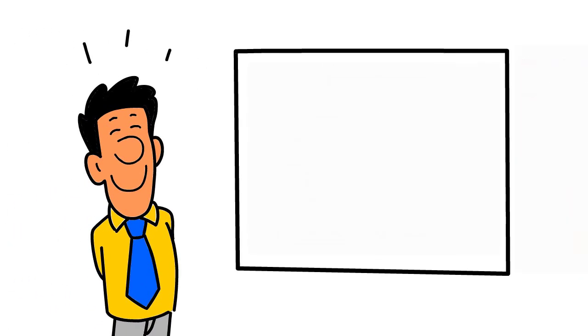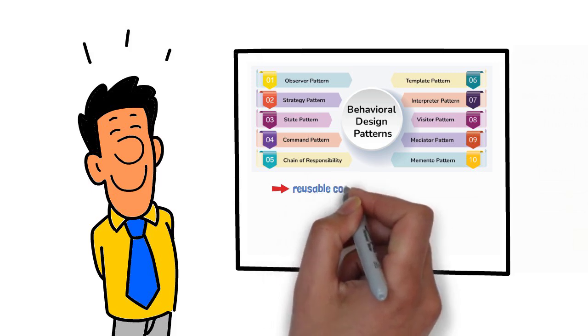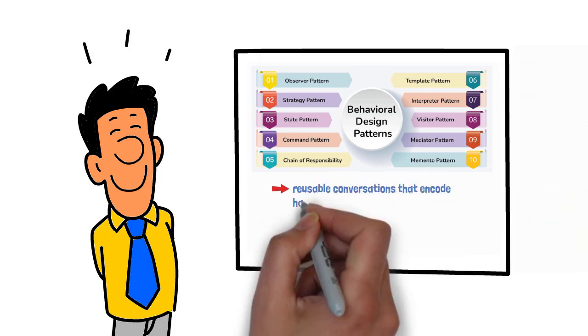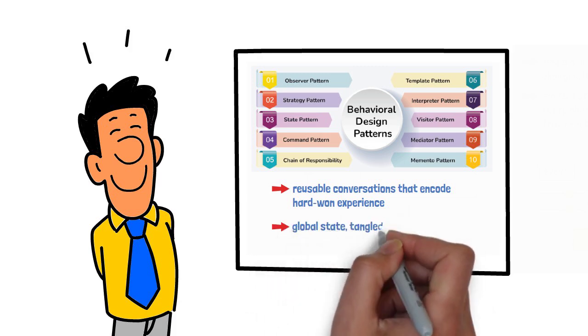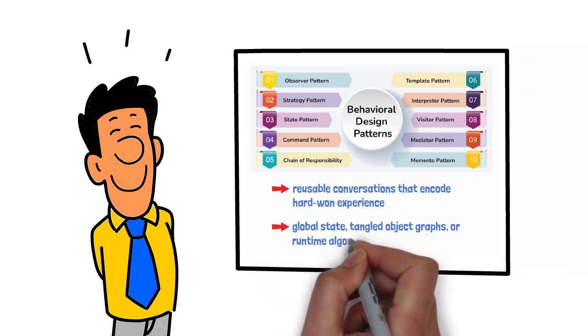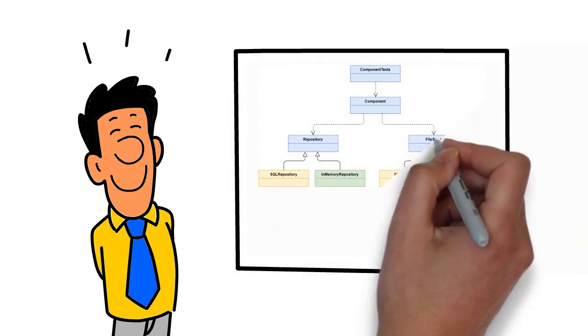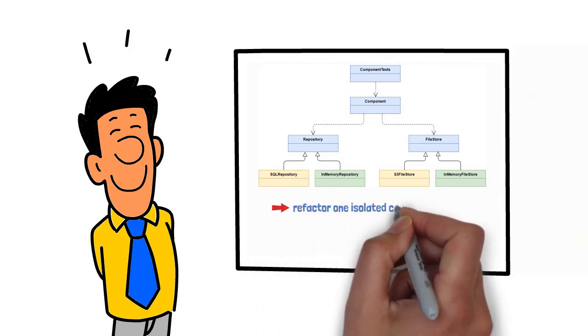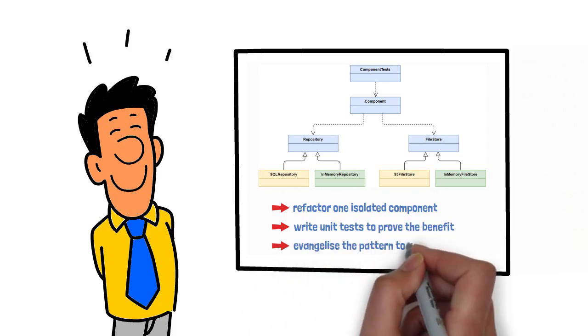Those are our 8 patterns: Singleton, Factory Method, Abstract Factory, Builder, Adapter, Decorator, Strategy, and Observer. They're not silver bullets, just reusable conversations that encode hard-won experience. Next time you spot global state, tangled object graphs, or runtime algorithm switches, pause and ask which pattern maps to that shape. Start small. Refactor one isolated component. Write unit tests to prove the benefit. Then evangelize the pattern to your team.